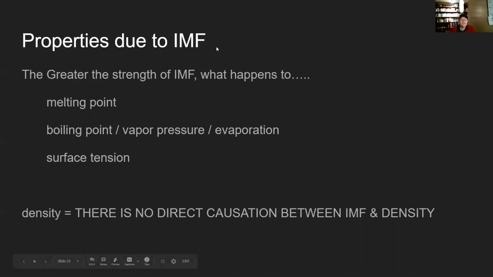So the ones that we want to focus on are the melting point, boiling point, vapor pressure, surface tension and evaporation. There is no real good connection between that and density.